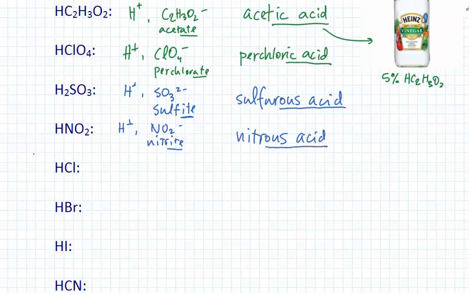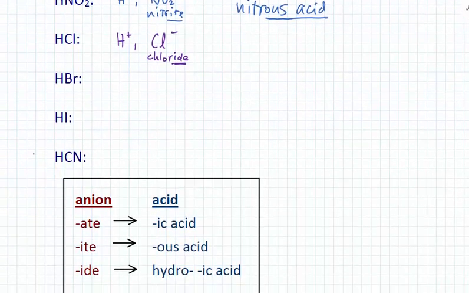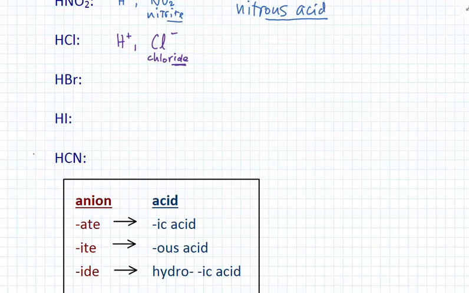Then what we're left with are the ones like this. Cl minus is chloride, ide. And if our anion ends in ide, the name of the acid starts with hydro. It is hydro something ic acid. So chlor, hydrochloric.